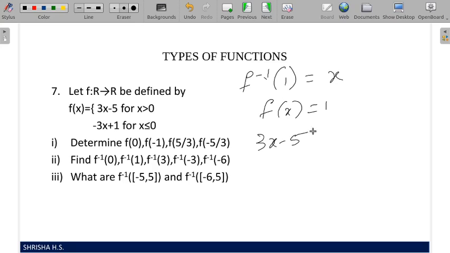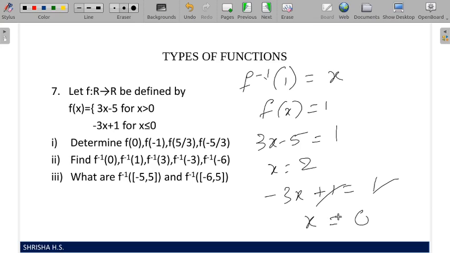3x minus 5 equal to 1. Is it that? So we'll see. x will be equal to 6 by 3, that will be 2. Okay, so next, 3x plus 1 equal to 1, x will be equal to 0.